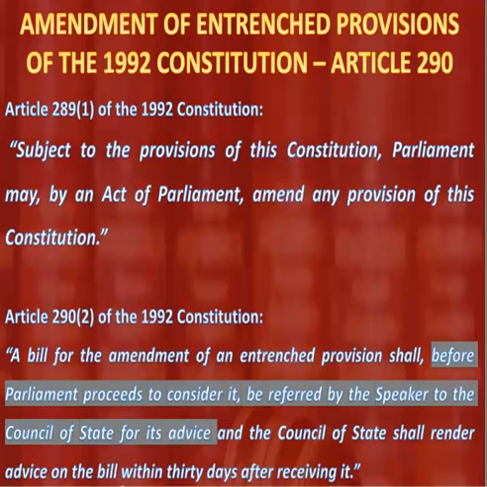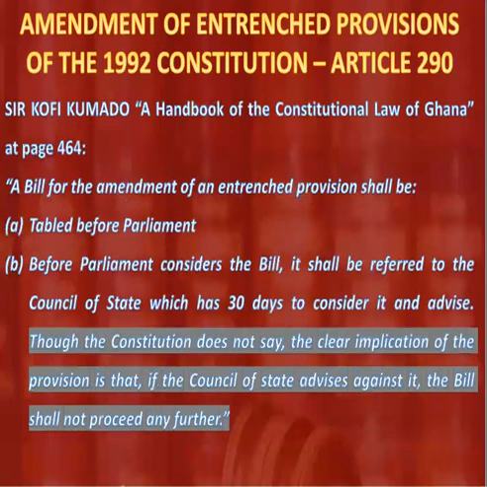And this point is made at page 464 of his book, titled A Handbook of the Constitutional Law of Ghana and Its History, written by Sir Kofi Kumado. And this is what the learned author says, and I quote, a bill for the amendment of an entrenched provision shall be A, tabled before Parliament.